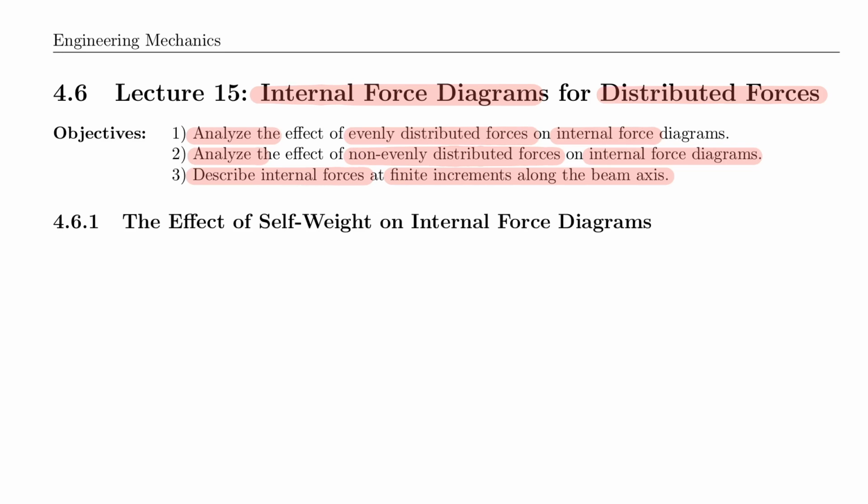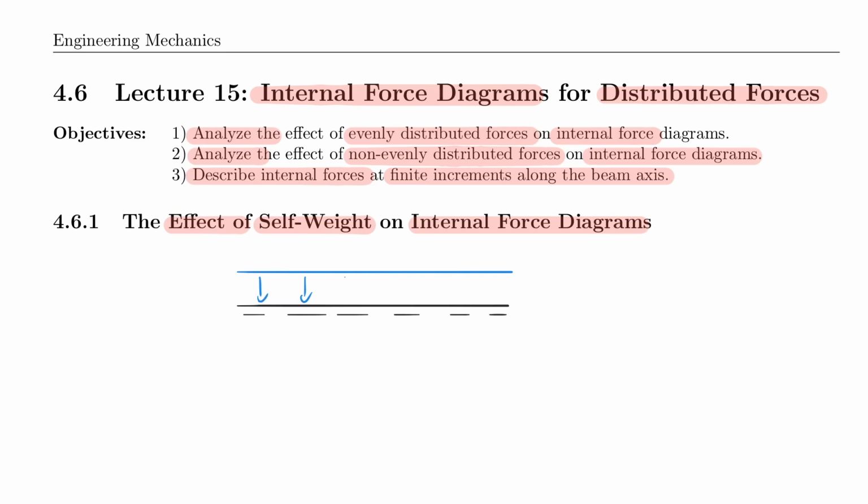So let's go ahead and get started and think about the effect that self-weight or an evenly distributed force has on the internal force diagram. And to do that, let's of course first draw a cutout section of a beam. So let's say this is my rigid body here, which therefore deserves a dashed line, and it is loaded with an evenly distributed force. So that would look something like this.